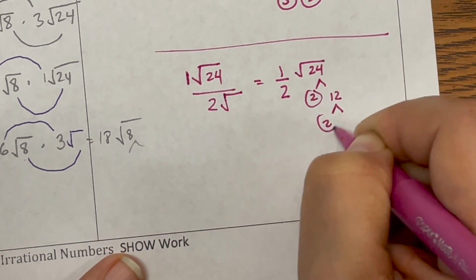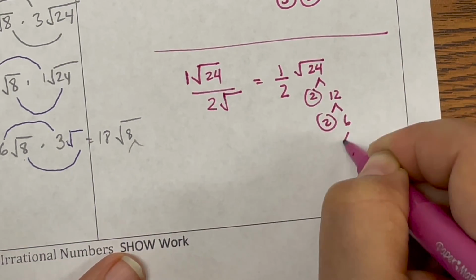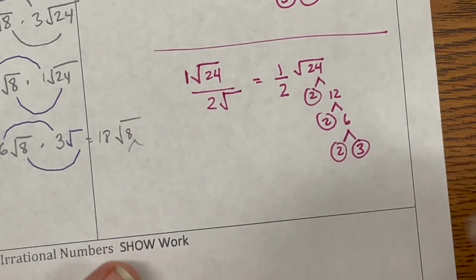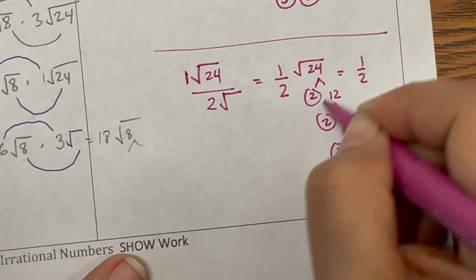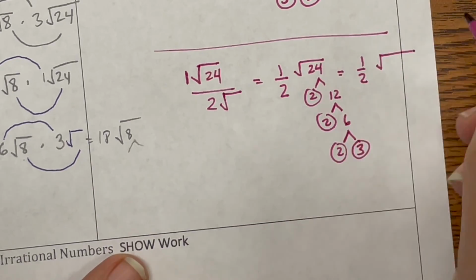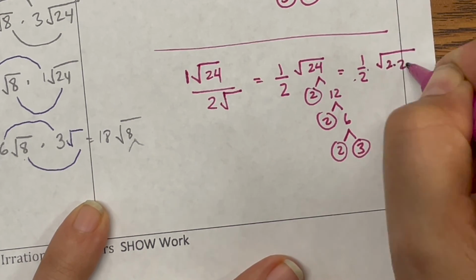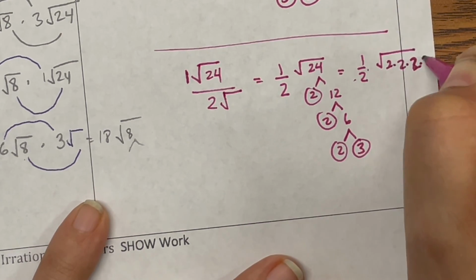Half of 12 divided by 2 is 6. Divided by 2 is 3. Can I break down 3? No. So this is it. So this is going to be 1/2, because there's that half, and then radical, and leave a little space, take the books out. 1, 2, 3 2s. 1, 2, 3, and a 3.